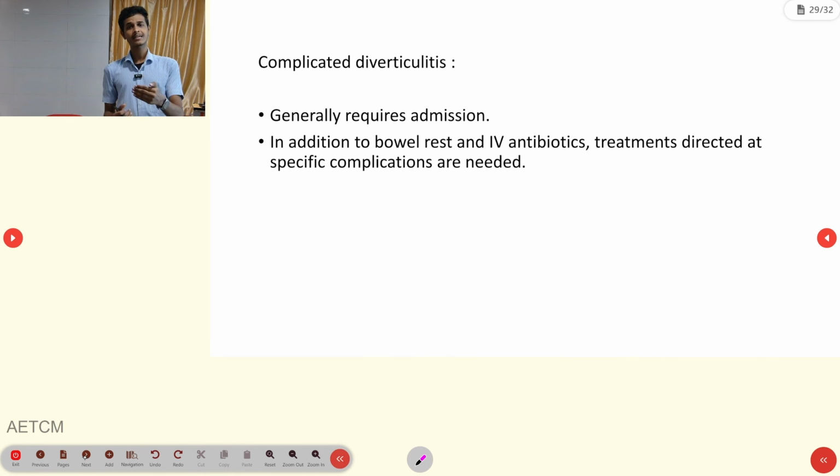And then complicated diverticulitis, here also antibiotic management, and mostly they will require in-hospital admission, and then bowel rest, IV antibiotics, and treatment directed at the specific complication as needed. So based on the complication, if it is a perforation or abscess, along with the diverticulitis management, you have to manage the complications also.